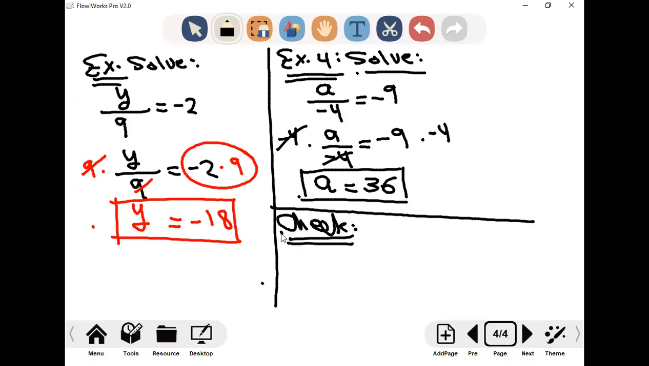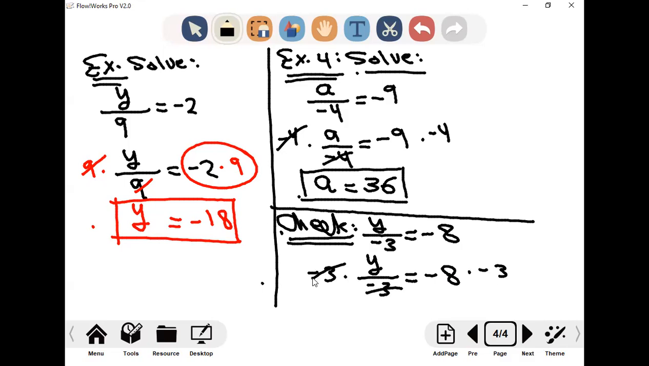After example 4, we have a check. Solve y over negative 3 equal negative 8, right? Rewrite the equation: y over negative 3 equal negative 8. Multiply both sides by what? The divisor. Someone said negative 8, but that's wrong. So y equal negative 8 times negative 3, 24 positive.